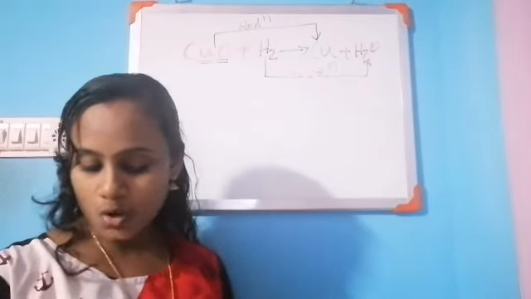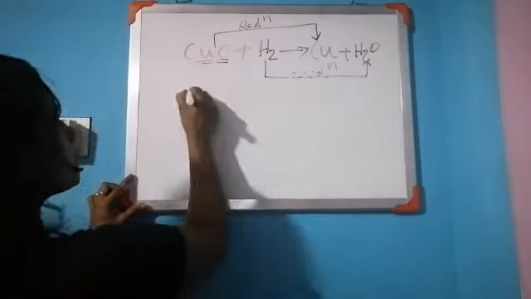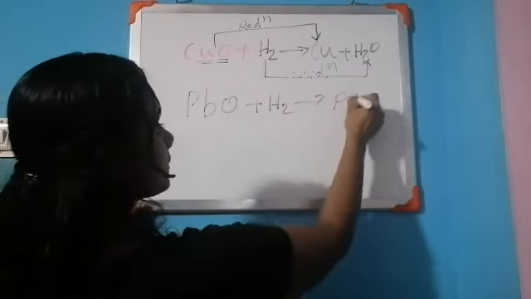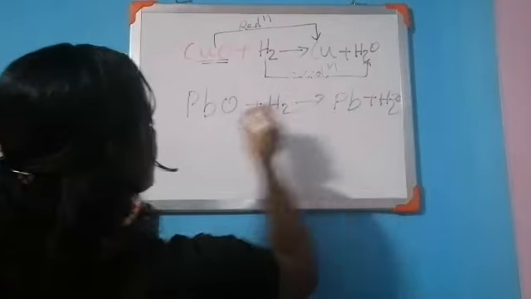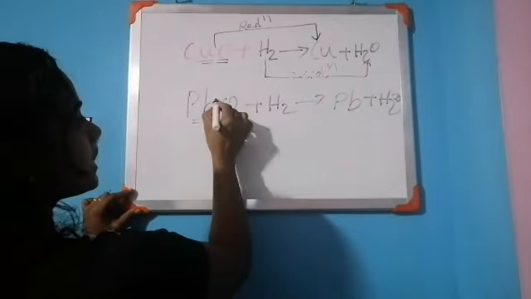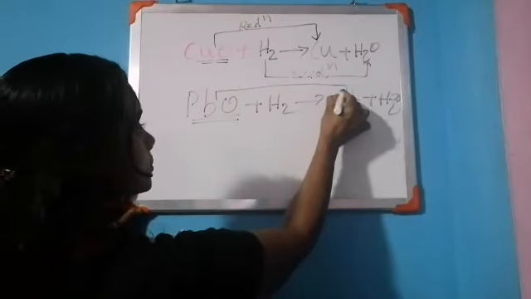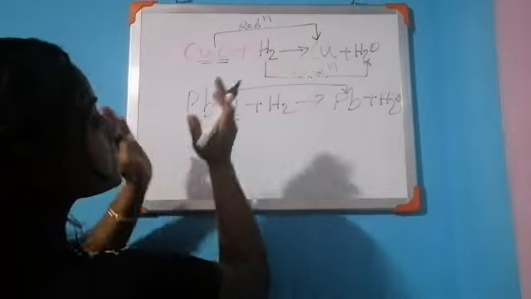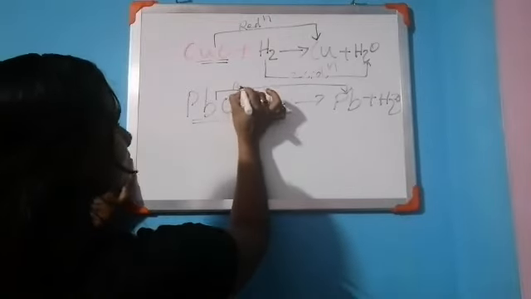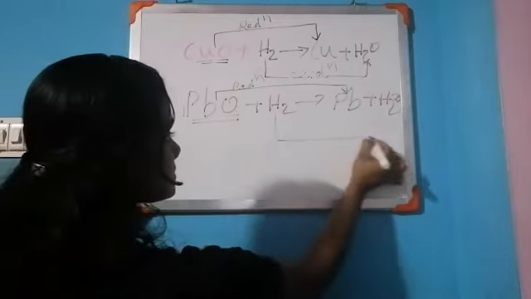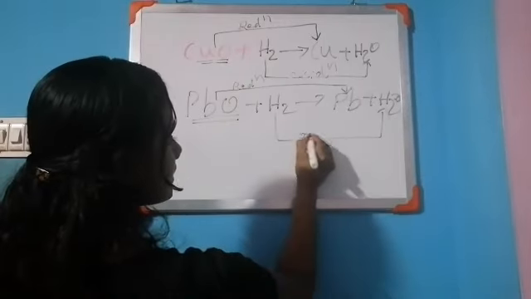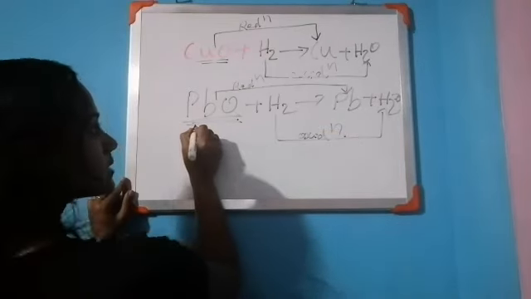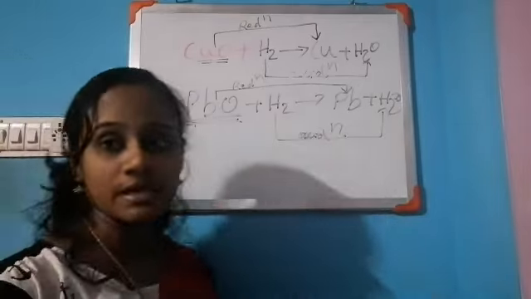Second question. Lead monoxide, PbO, reacts with hydrogen to form Pb and H2O. Here lead monoxide is reduced to lead. Oxygen is removed, so we can say here reduction. Hydrogen is oxidized to water, so here oxidation. So lead monoxide acts as an oxidizing agent. Hydrogen acts as a reducing agent.